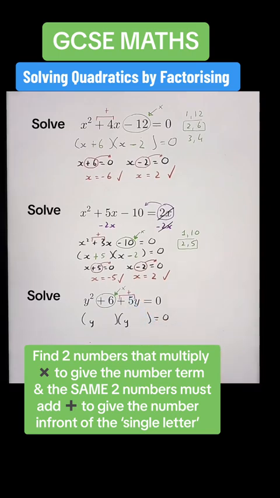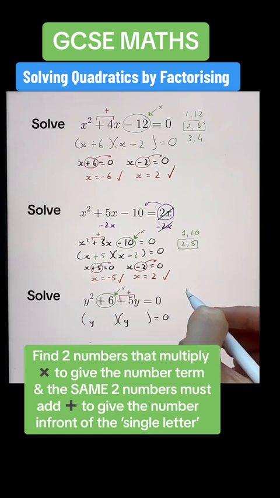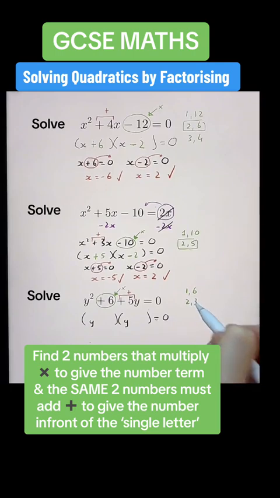Be careful here. The number term is actually in the middle, and the single letter is actually at the end. So remember, I want two numbers that multiply to give us the number term. The number term is the one with no letters. So I want two numbers that multiply to give us 6. Listing out the factors of 6, we know they are 1 and 6 and 2 and 3, which in this case is 2 and 3. Therefore, I'm going to have plus 2 and plus 3.